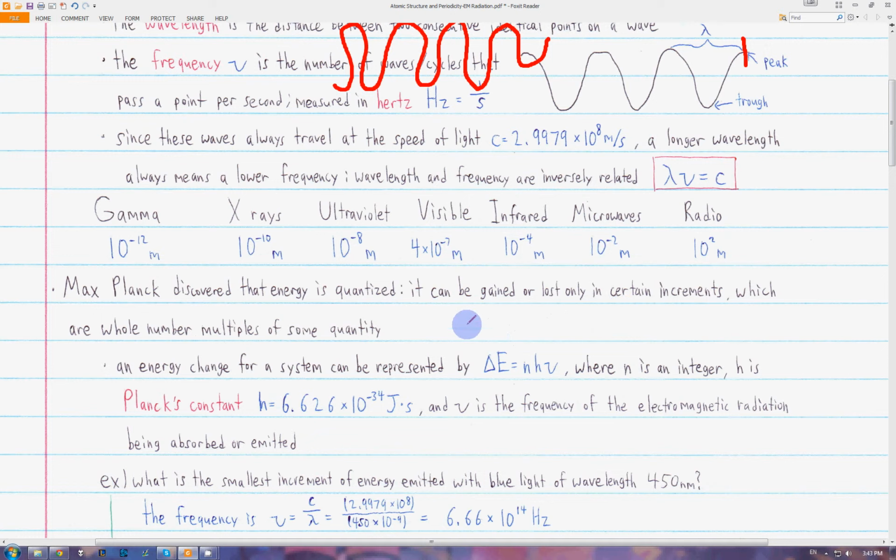So, for a change in energy, the quantum, or the smallest increment that it can change by, is given by h times the frequency, where h is Planck's constant, which is 6.626 times 10 to the negative 34th joule seconds. So this is the quantum, or the smallest step that the energy can change by. So any change in energy will be an integer n multiplied by this quantum.